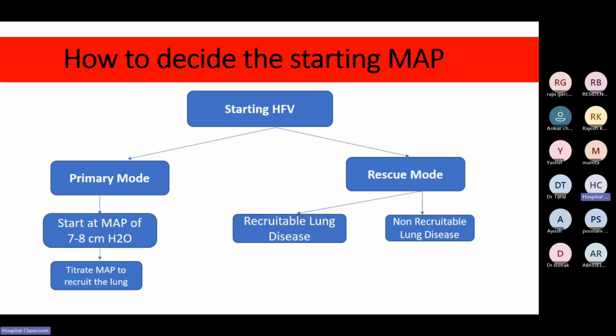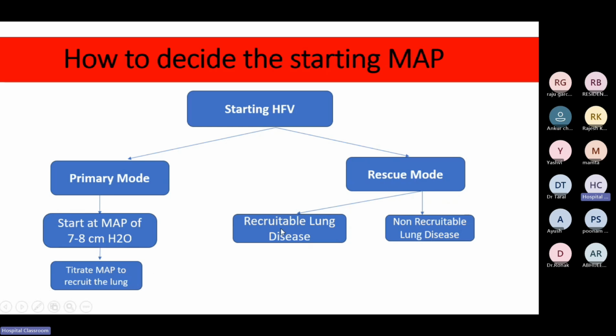So recruitable lung disease would be your preterm RDS. The alveoli are collapsed, and they are not recruited. So those are the conditions where you need to first recruit the alveoli and then start ventilating. In those cases, the strategy will be different. And then there are certain non-recruitable lung diseases, where the examples would be if the child has air leak, or meconium aspiration, or BPD.